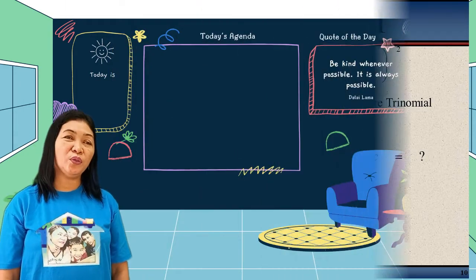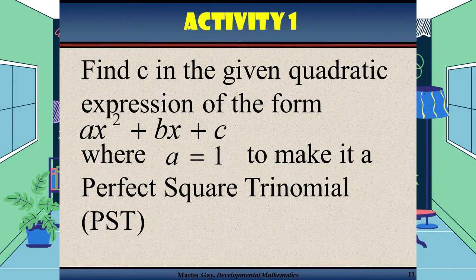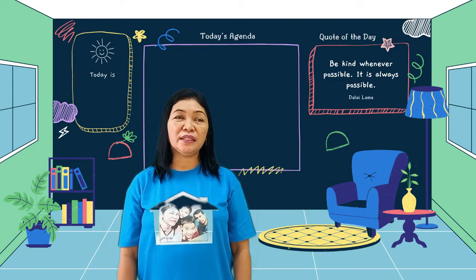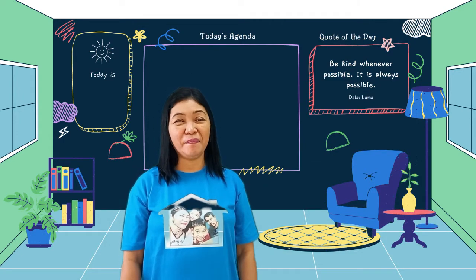I know you can do the next activity. Apply the formula to find the value of c in the quadratic expression ax squared plus bx plus c, where a is equal to 1, to make it a perfect square trinomial. Activity 1 is entitled Make Me Perfect.